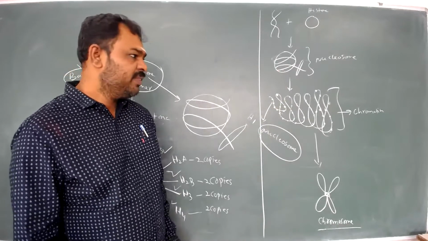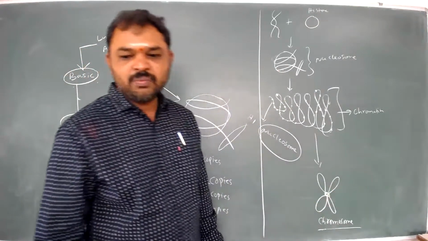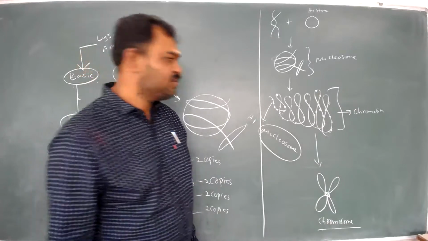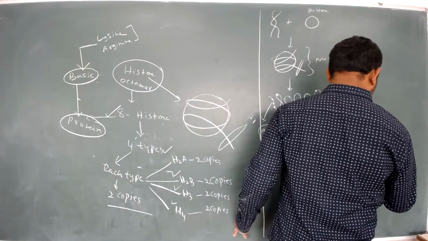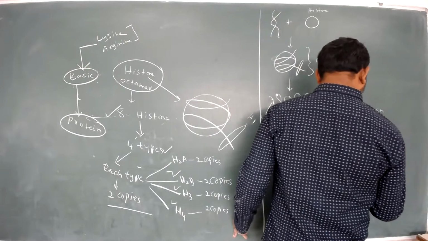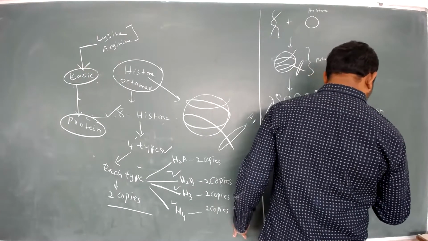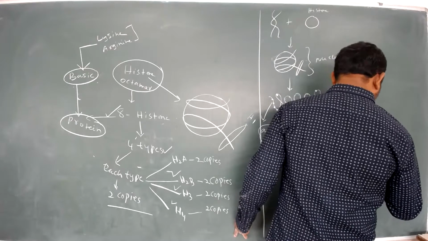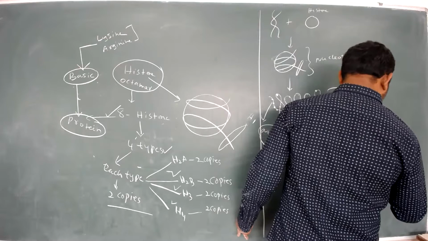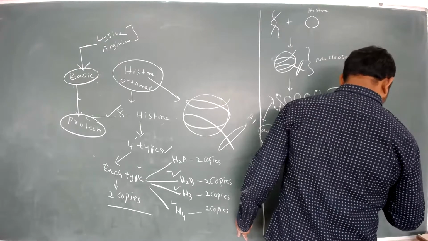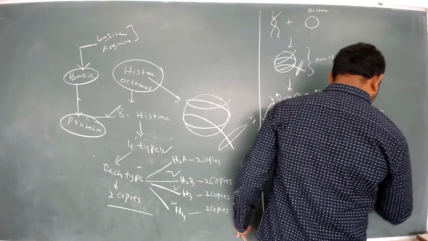Histone proteins. In the formation of chromatin, what proteins play a role? Non-histones. As well as that, some amount of RNA is also required.